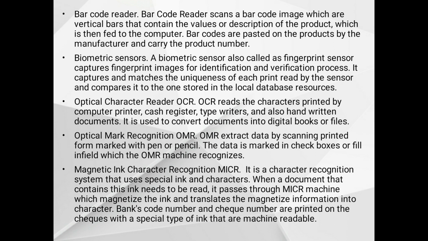Then you have the optical character reader, OCR in short. It reads the characters printed by computer printers, cash registers, typewriters, and also handwritten documents. It converts these text documents into digital books or files. Mostly you will see it being used in libraries. The librarian will scan all the book covers and the book contents word by word, line by line, using that OCR machine, so that it can be saved in electronic format as an ebook.